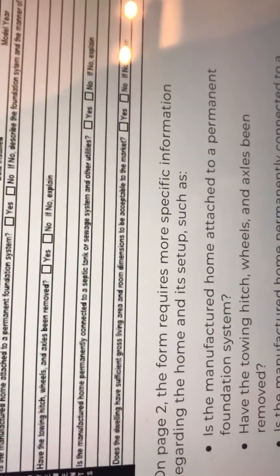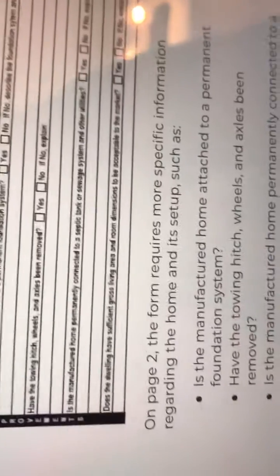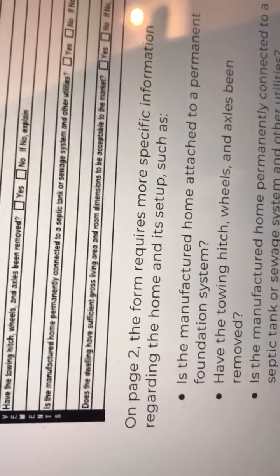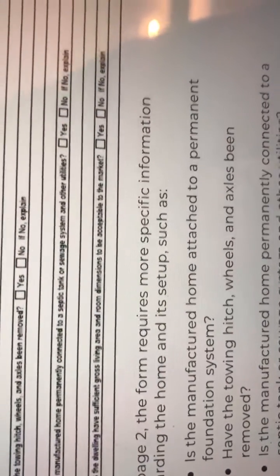Is the manufactured home permanently connected to a septic tank or sewage system and other utilities? Yes or no? If no, explain. There's 2 lines underneath that. Does the dwelling have sufficient gross living area and room dimensions to be acceptable to the market? Yes or no? If no, explain.